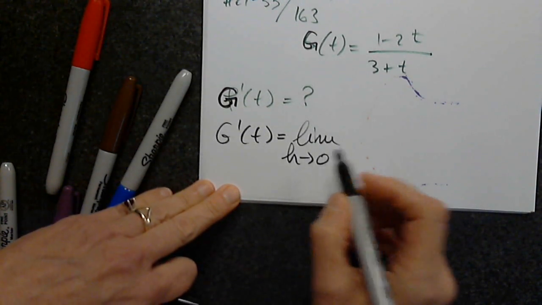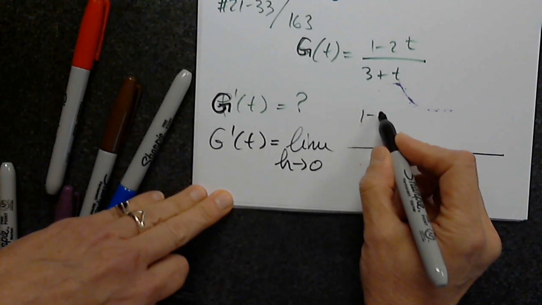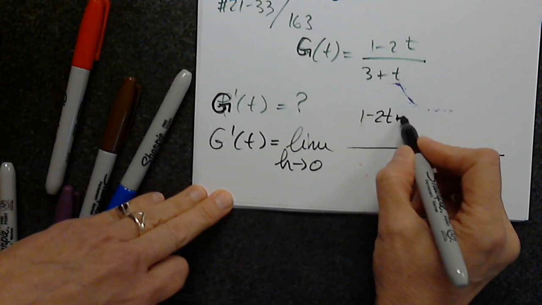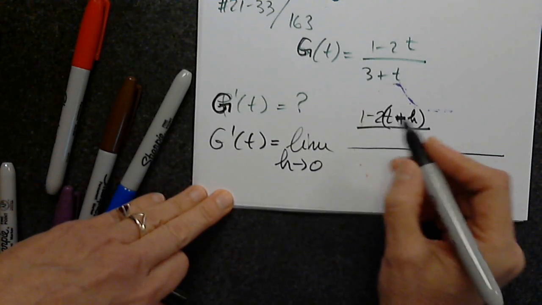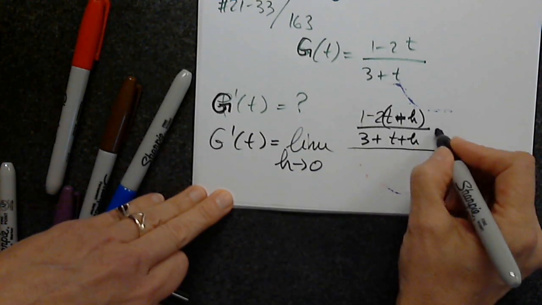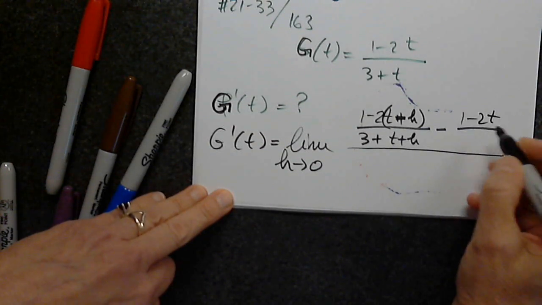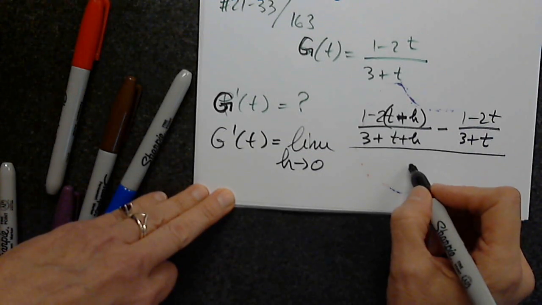But h goes to 0. From 1 minus 2 times t plus h, yes, if you want to write it like that, that's fine too, divided by 3 plus t plus h, very good, minus 1 minus 2t over 3 plus t. Good.